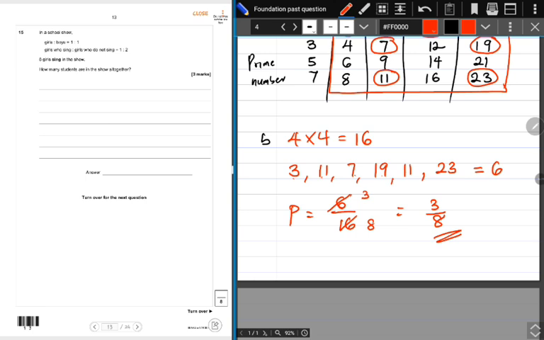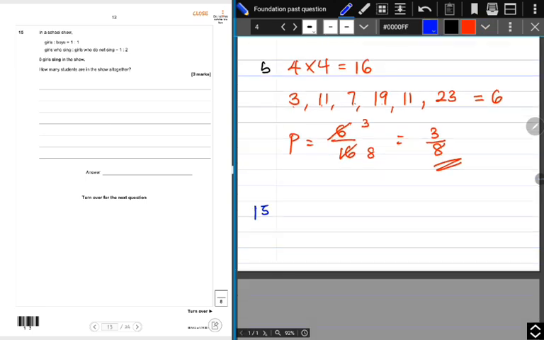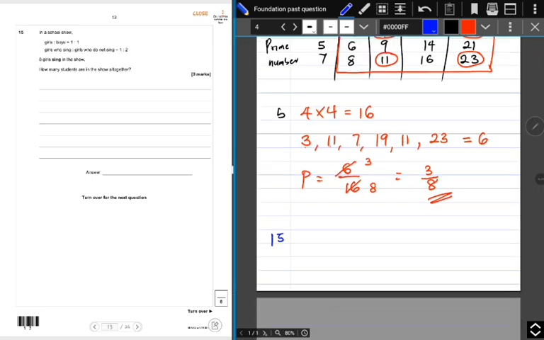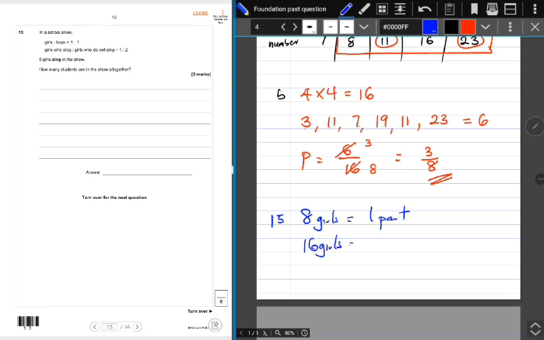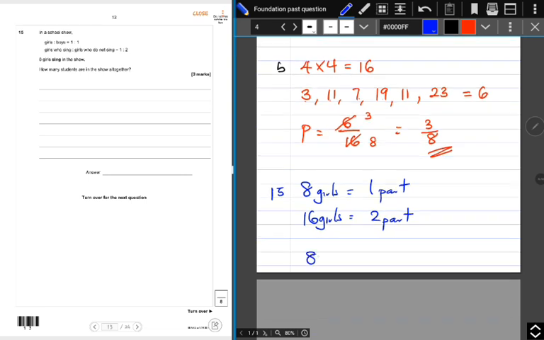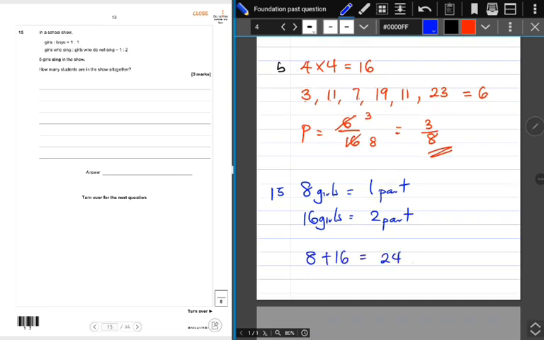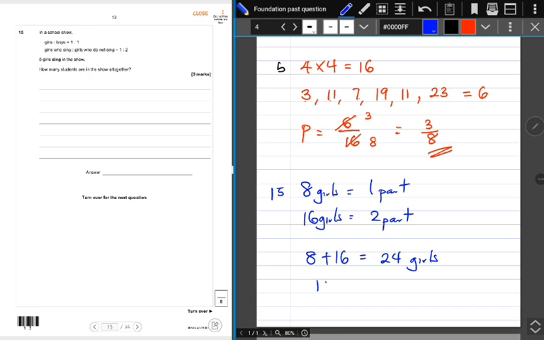So I will say 8 girls equals 1 part. So that means 16 girls equals 2 parts. So the total number of girls we are having is what? 8 plus 16 equals 24 girls. So that is for ratio 1:2. So we are having 24 girls.